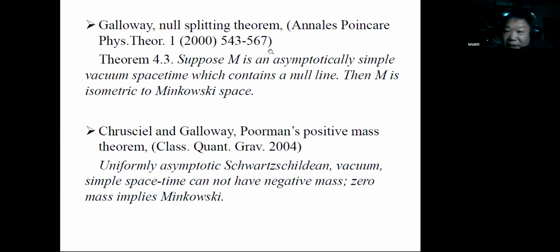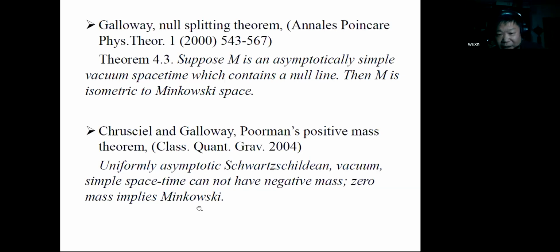And based on this result, Professor Chrusciel and Galloway also gave a result about the positive mass theorem. They call it the poor man's positive mass theorem. They say that if the spacetime is uniformly asymptotic to Schwarzschild spacetime, and satisfies the vacuum and simple conditions, such a spacetime cannot have negative mass, and zero mass implies Minkowski.